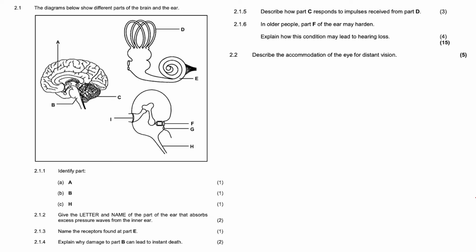Hi guys, today we'll be looking at a question on the human nervous system and the ear. Question 2.1. The diagram below shows different parts of the brain and the ear.